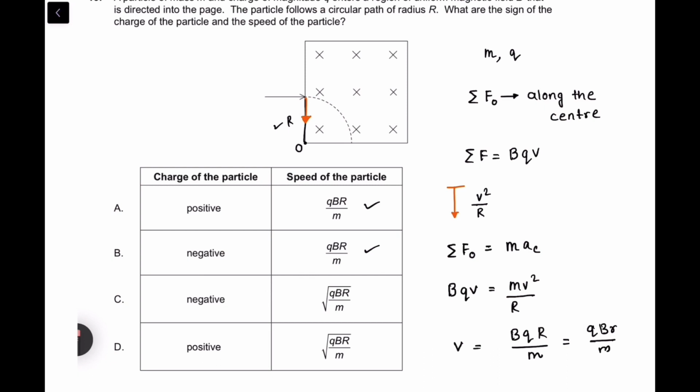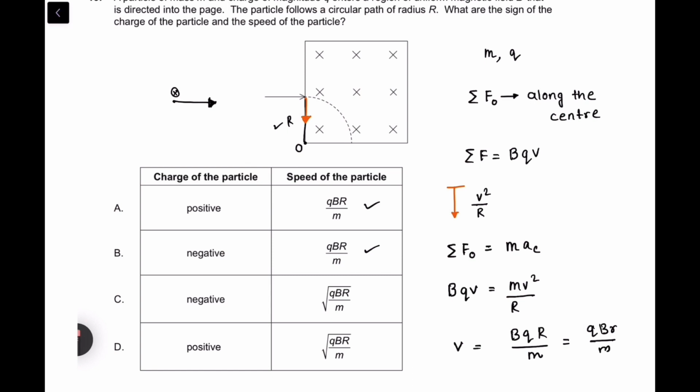Proceeding on to the second part, we need to find the charge of the particle. Now what will be the charge of the particle? First of all, put your thumb in the direction of the velocity. Everyone do that watching this video. Put your thumb in this direction and put the rest of the four fingers into the paper, so down from here into the paper.